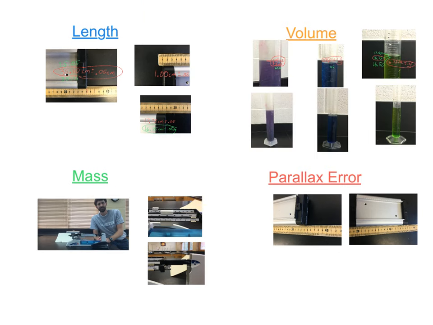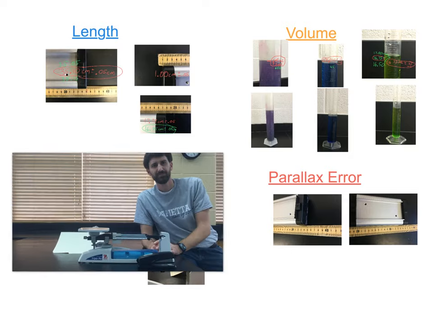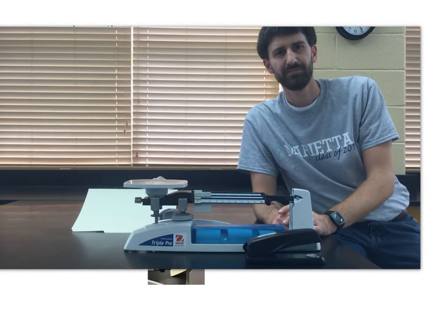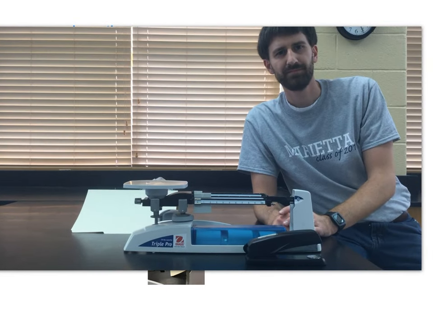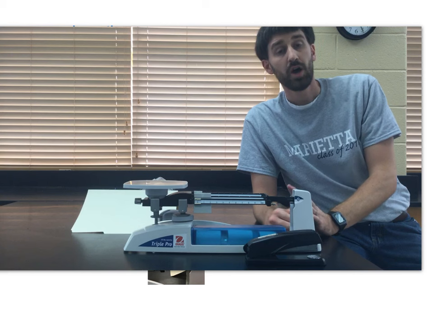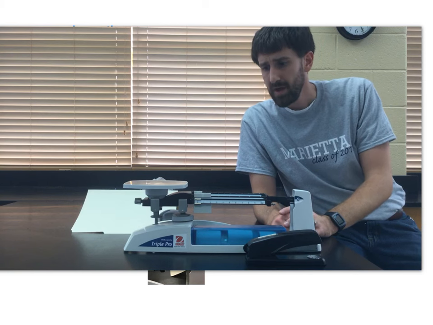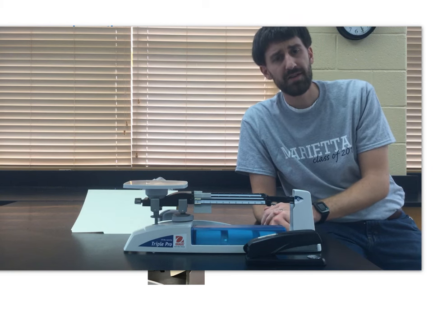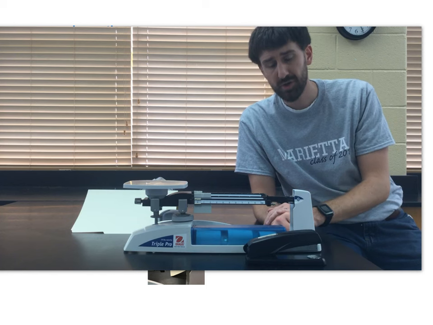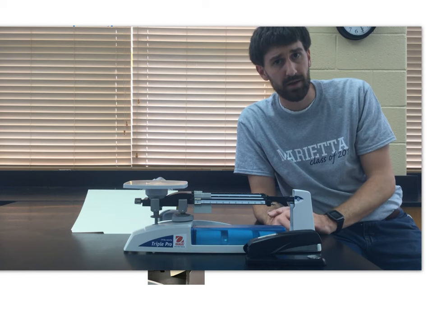Next, let's look at how to measure mass, specifically using a triple beam balance. So check this out for how to use a triple beam balance. A triple beam balance is a great example of an analog instrument that has a very large precision. It actually measures down to the hundredths place of a gram.